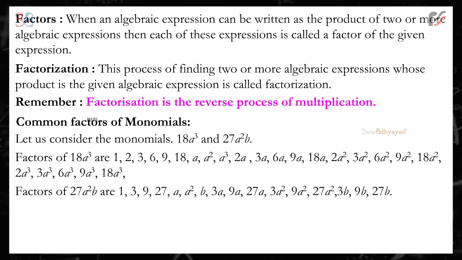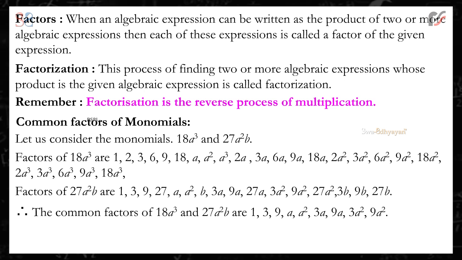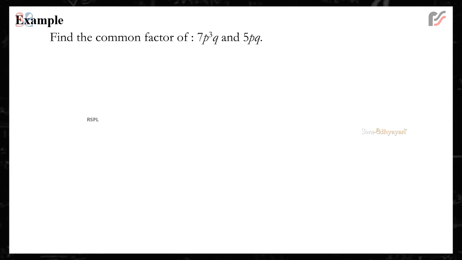Factors of 27a square b are 1, 3, 9, 27, a, a square, b, 3a, 9a, 27a, 3a square, 9a square, 27a square, 3b, 9b, 27b. Therefore, the common factors of 18a cube and 27a square b are 1, 3, 9, a, a square, 3a, 9a, 3a square, 9a square.